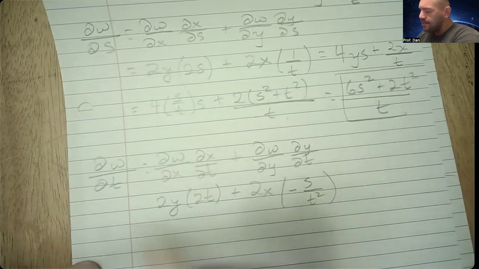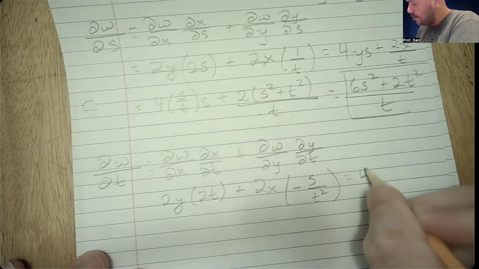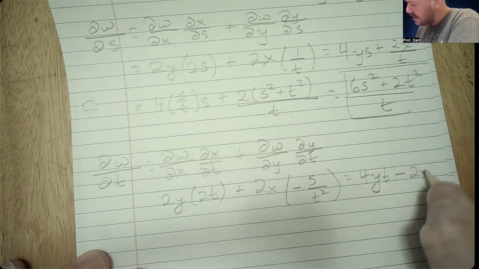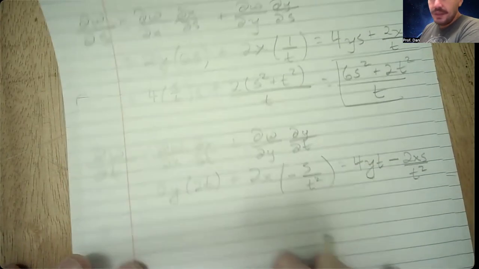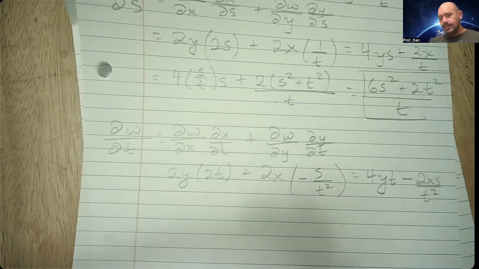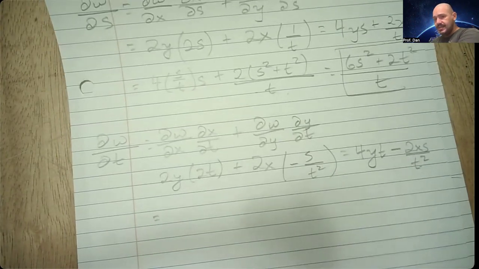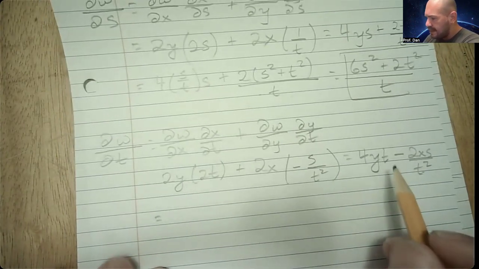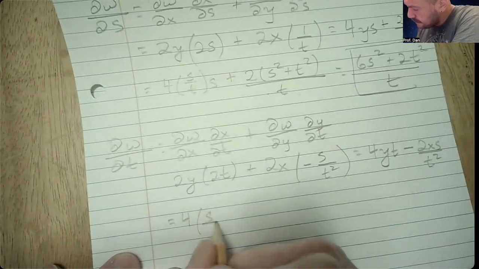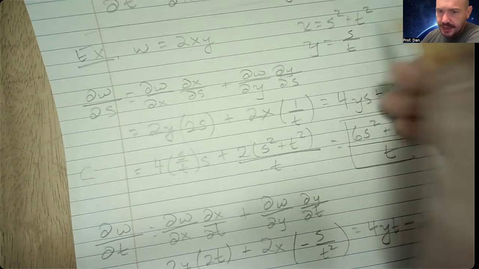All right. So if I were to clean this up a bit, I would end up getting 4yt minus 2xs over t squared. And again, we don't have numbers to plug in for s and t, which means we're not looking for a numerical answer, but I am looking for an answer that only involves s and t. So anywhere that I see y, again, I'm going to replace with s over t. And anywhere that I see x, I'm going to replace with this guy.